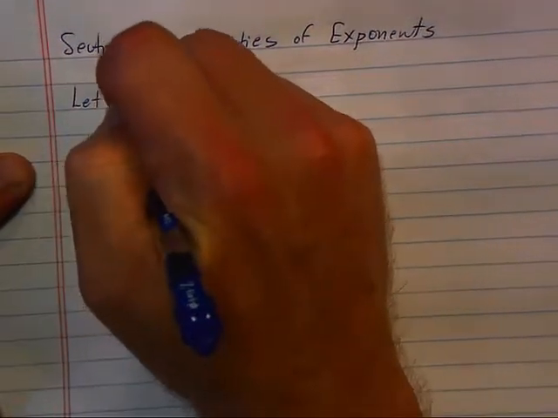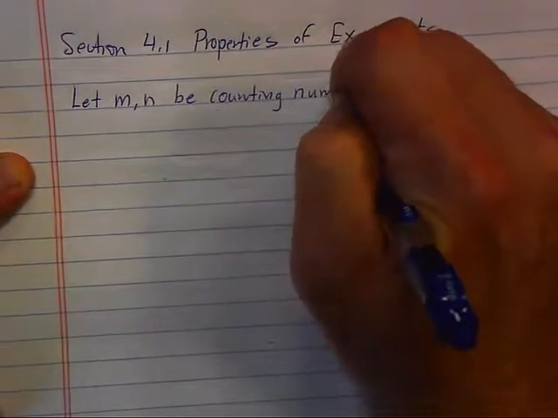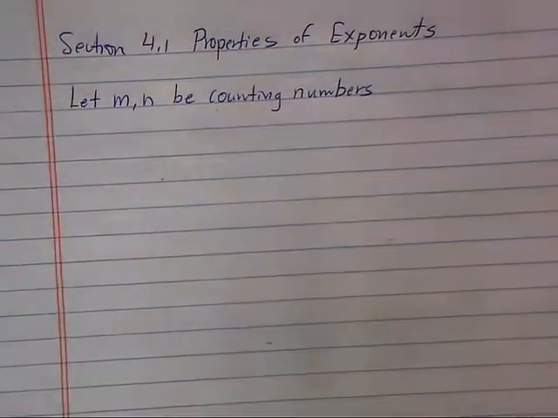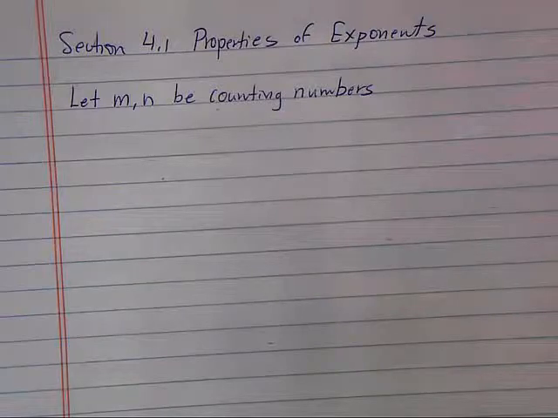So we're going to have: let m and n be counting numbers. What are counting numbers? One, two, three, four. Those are the counting numbers. You keep going. So another way to describe them would be whole numbers. Not quite. Whole numbers has one more number thrown in: zero.